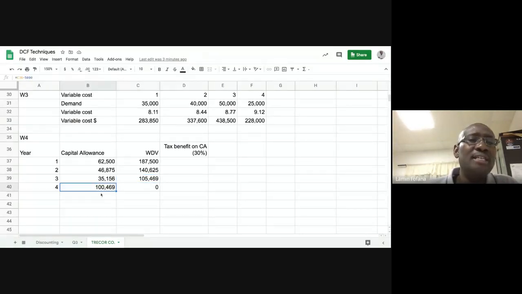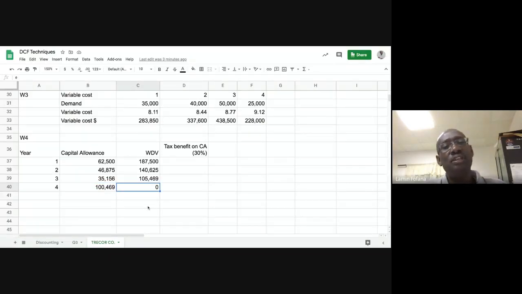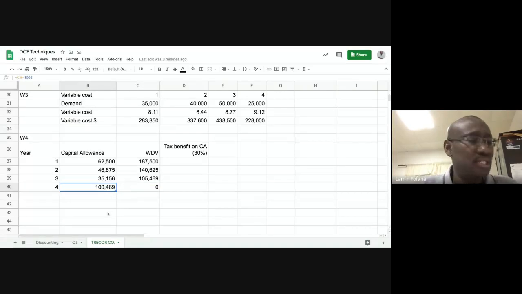But because there is a disposal proceed, we're going to knock off that disposal proceed from the balance that is brought forward to give us a net of this. Okay? So that in year 4, there will be no WDV. So this is the way we arrive at our 100,469. Is it clear now? Yeah, it's clear.